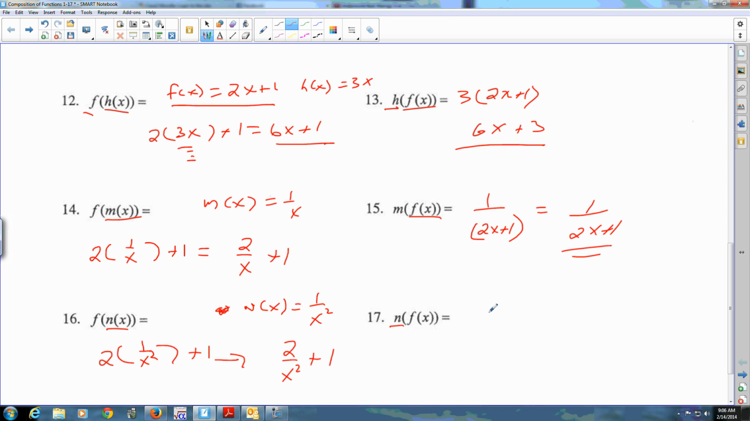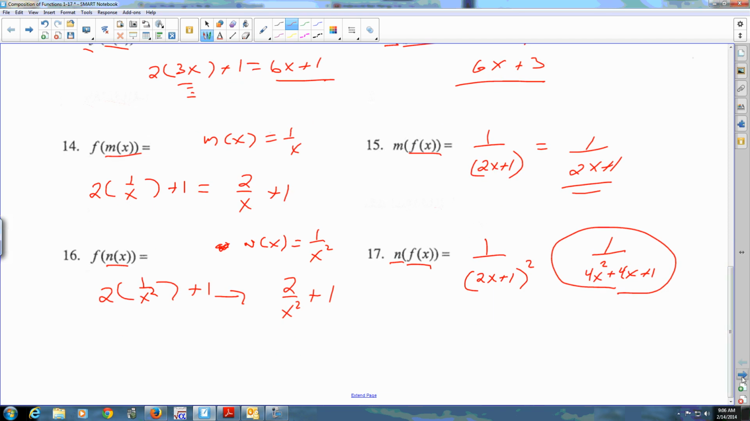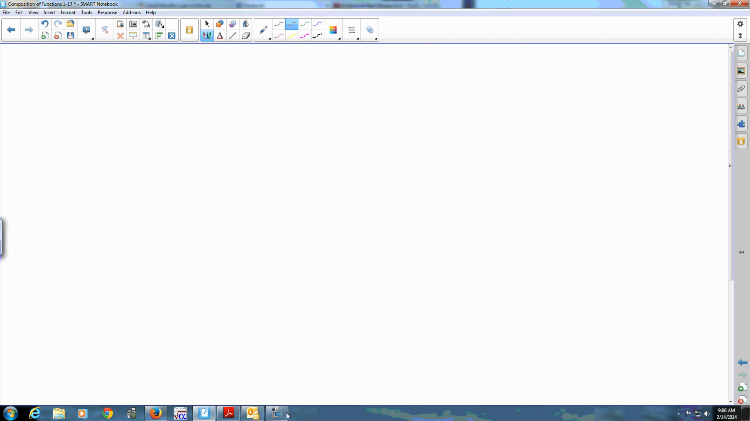Write your outer function first without the variable. Fill the inner function into that space, 2x plus 1. Now you guys expanded this already up above, so that'd be 1 over 4x squared plus 4x plus 1. That would be your final answer. Okay? So that's doing function composition. I think that's the only page we got, so there you go.